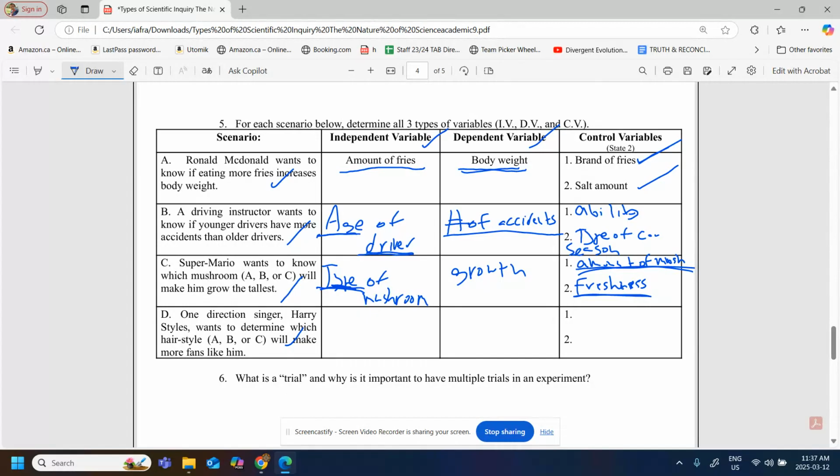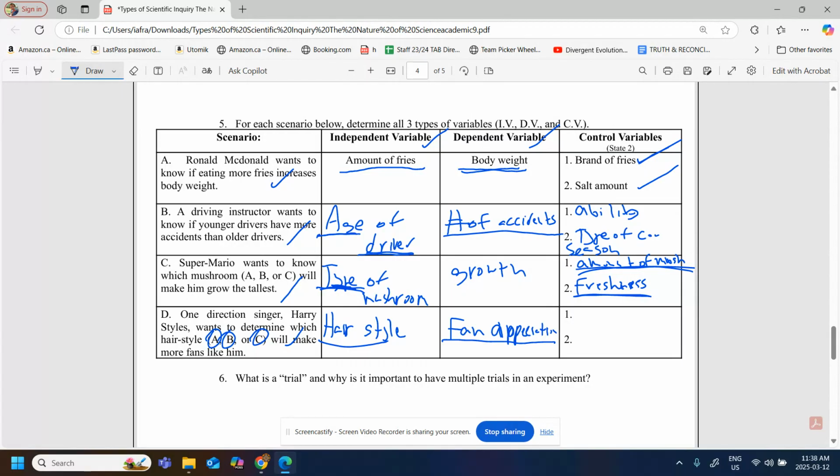The last scenario, D: One Direction singer Harry Styles wants to determine which hairstyle, A, B, or C, will make more fans like him. So Harry Styles is choosing between 3 hairstyles. So hairstyle would be our independent variable. And then we'd have, let's say, fan love or fan appreciation. So which hairstyle would make the fans appreciate Harry Styles more?